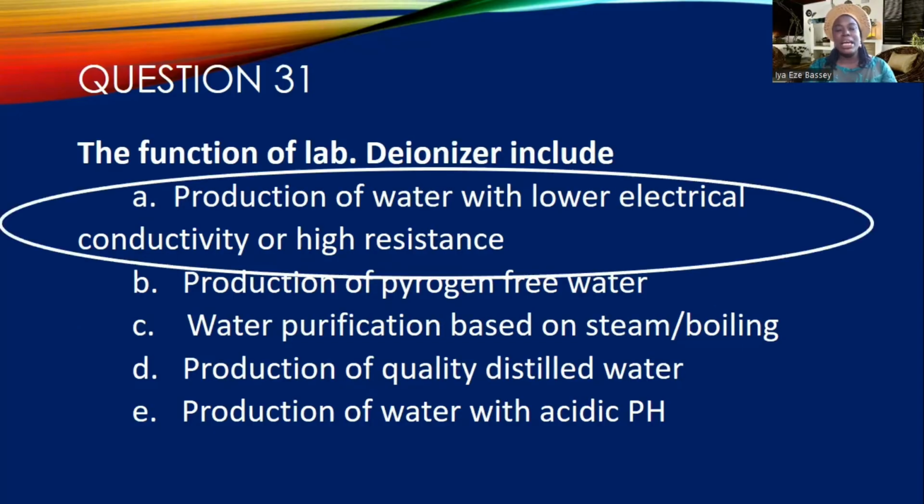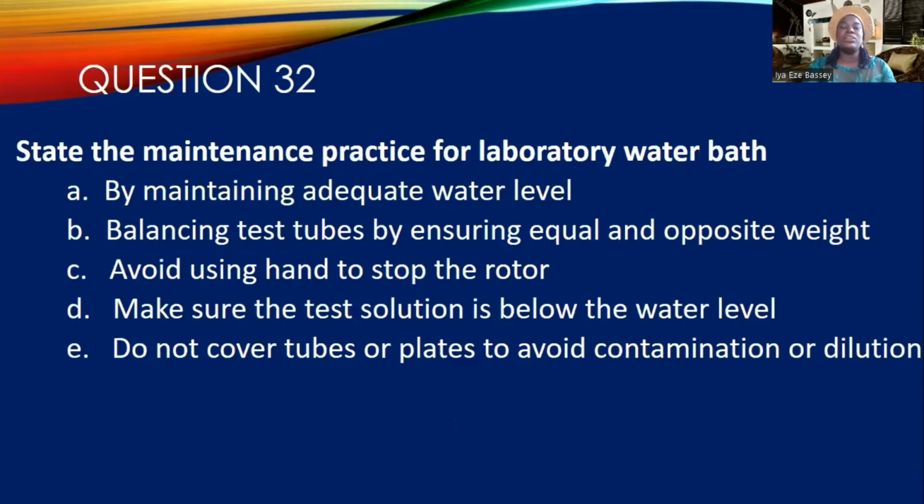My answer will be A, because when you have deionized water, you have removed as many ions as possible from the water. That would lower its ability to conduct electricity. So you are going to have lower electrical conductivity, and also a high resistance to the movement of electricity. Okay. So the next question, 32.